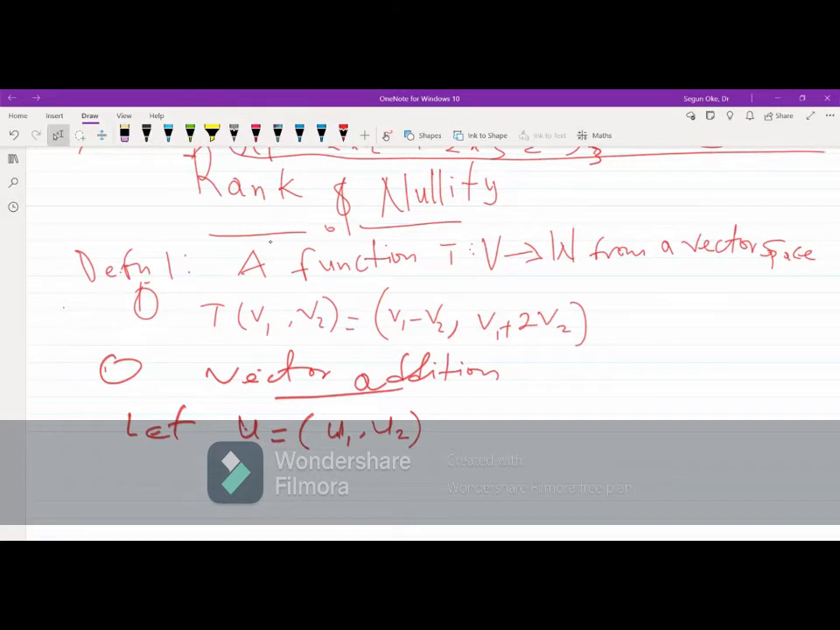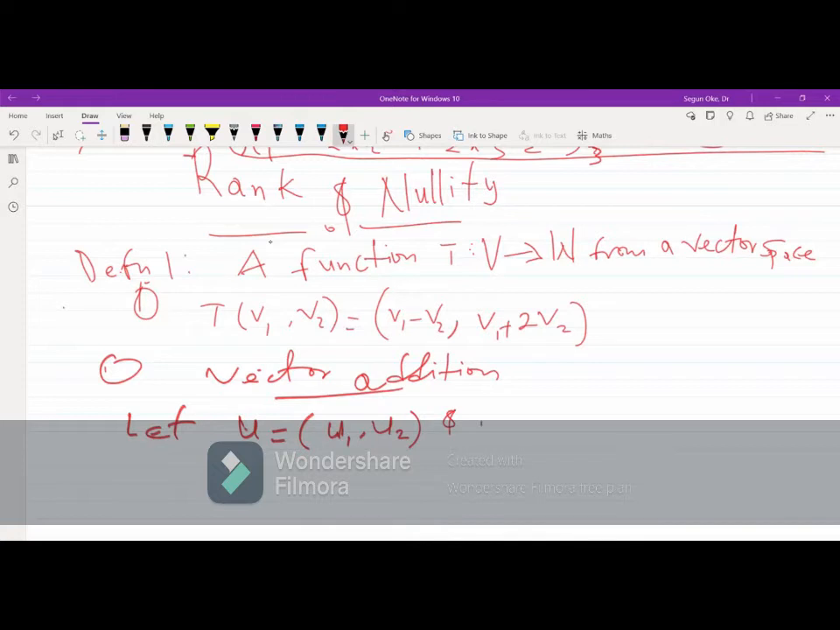But I'm aware of this from my definition. The definition says T of U plus V, but the question here is just giving me V. From the definition, I know that I need to introduce the U. That's why I said let U equal (U1, U2).